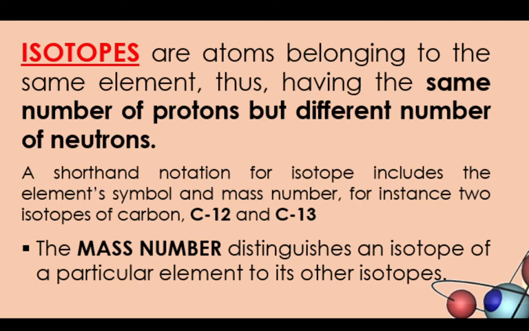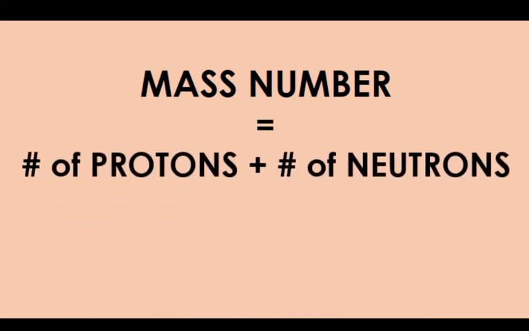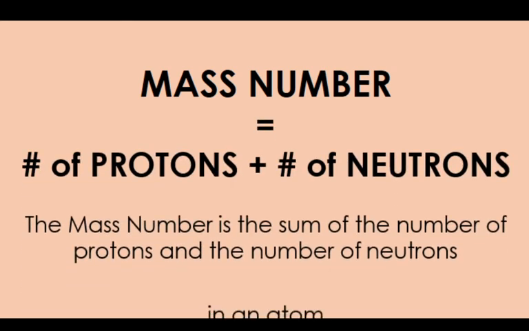Now, there are atoms belonging to the same element with the same protons but different numbers of neutrons. They are called isotopes. The shorthand notation for an isotope includes the element symbol and mass number. The mass number distinguishes an isotope of a particular element from its other isotopes. To compute for the mass number, you simply have to add the number of protons and the number of neutrons.